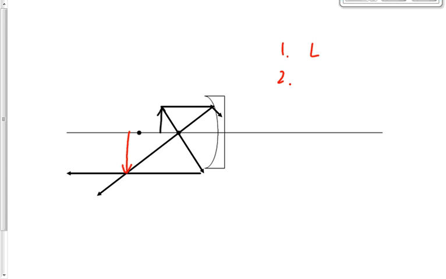Okay, last time the image was inverted. This time the image is still inverted. Last time the image was real. This time it's also real. Solid lines intersect. That means we could project it onto a screen if we wanted to. Let's draw a third one.